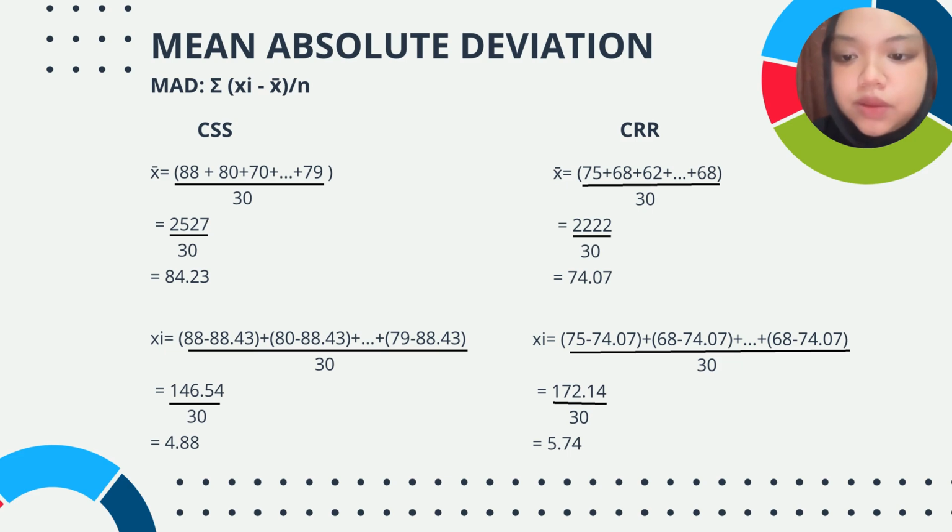We subtract the mean from each data point to find how far each one is from the average, and we ignore the negative sign, so all the numbers become positive. Lastly, add up all the deviations and divide by 30, the number of values in the data. The MAD for the customer satisfaction score is 4.88, while the customer retention rate MAD is 5.74. So CRR has a greater MAD, meaning retention rate varies more from the mean than satisfaction score. This is based on yearly research indicating retention was less stable across businesses compared to satisfaction.